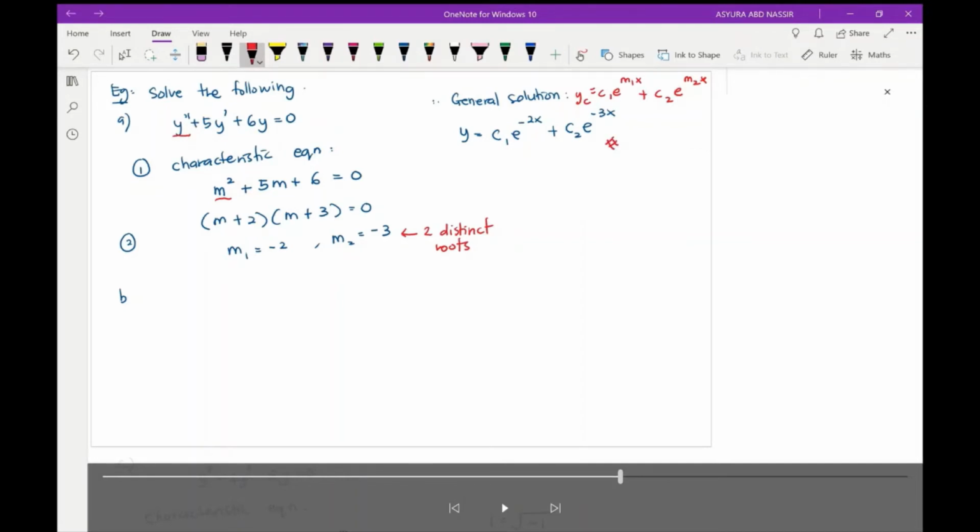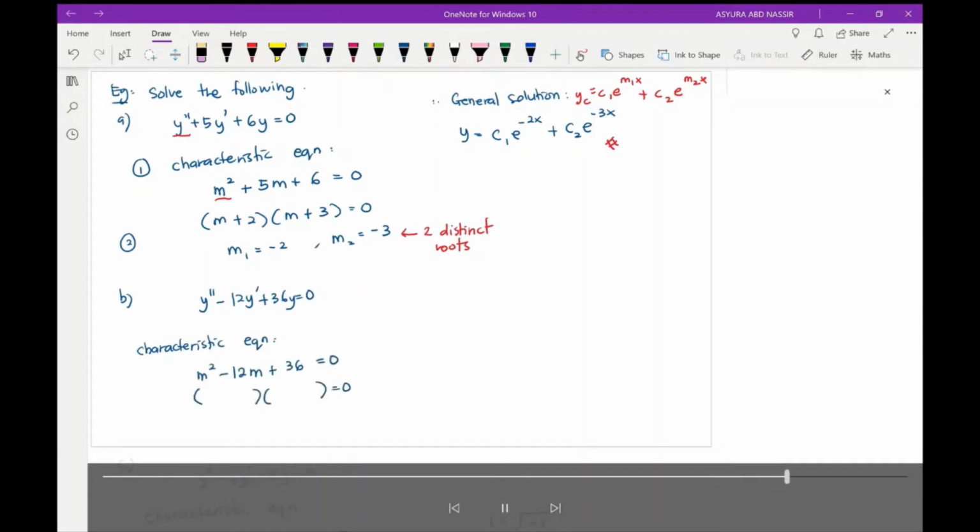Alright, next, let's look at the second example. We have y double prime minus 12y prime plus 36y equals 0. You start with the first step, the characteristic equation. The characteristic equation will be m squared minus 12m plus 36 equals 0. When you factorize, you will get m minus 6 times m minus 6. That is, you will have two equal roots, which is m equals 6.